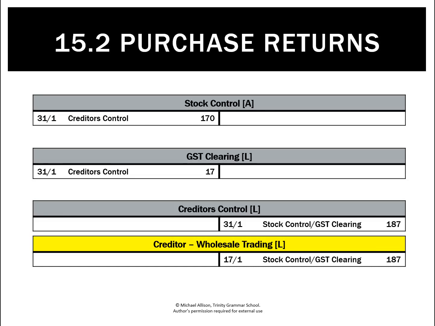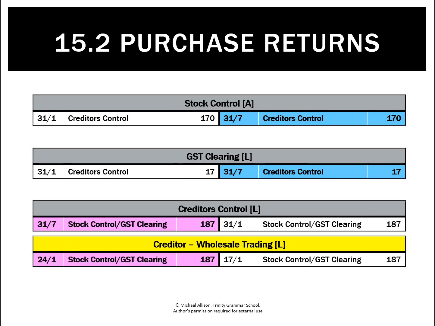So the first thing we'll do is reduce the amount of stock we've got. We don't have that inventory anymore, it's been sent back. The GST, we are claiming that we've been charged $17, which was true, but we can't claim that anymore because we've now returned the goods. So we'll need to offset that with a credit like so. Looking at the creditors accounts, well, we can see that it shows that we owe this business called Wholesale Trading $187. Well, we don't owe them anything now because we've returned some goods and been given a credit, so we better make a debit in both of those.